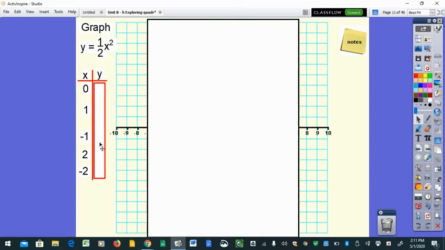Here comes the Fave 5. I'm going to use those and put those in. I'm going to see what happens. We know we're expecting a U. We're expecting it to open up because this is a 1/2. If I start getting something that looks like it has a waist, where it comes in, or it looks like a W, something is wrong. We know what this should look like.